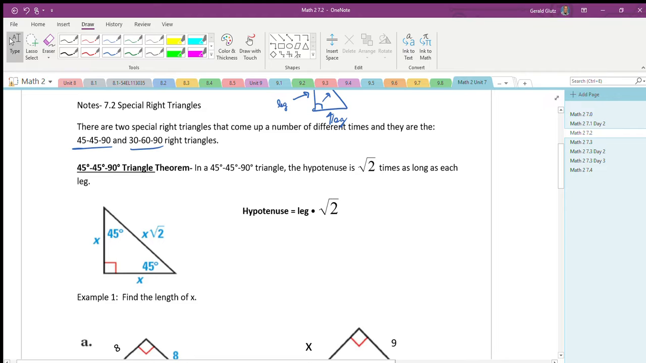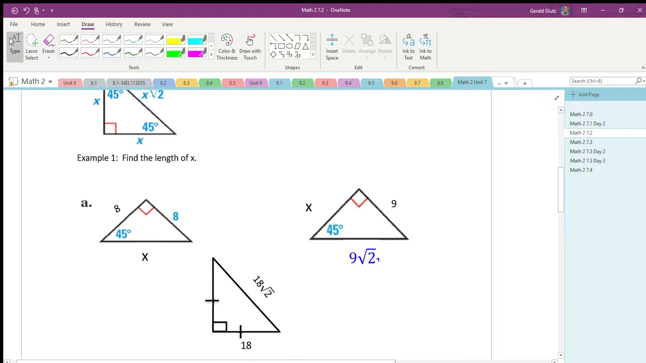In a 45, 45, 90-degree triangle, the two legs are both going to be the same. The hypotenuse is going to be whatever the leg is times the square root of 2. That's what this little equation says right here: hypotenuse equals whatever the leg is times the square root of 2.